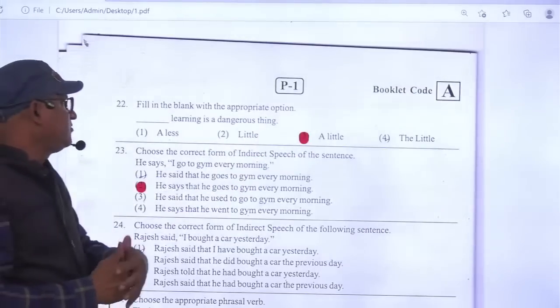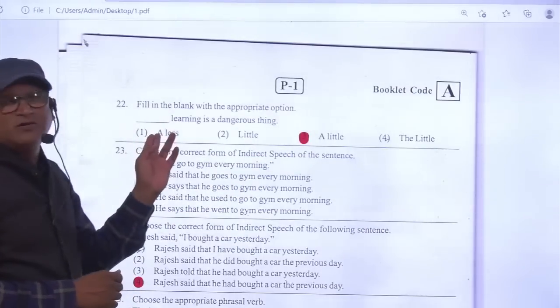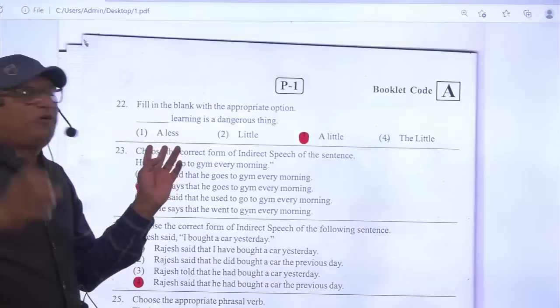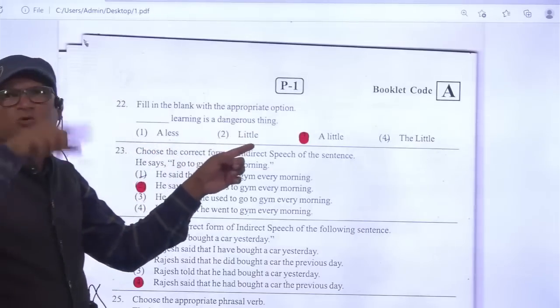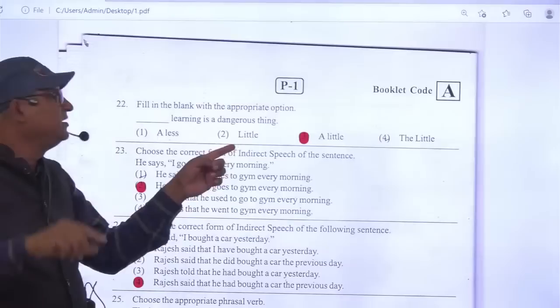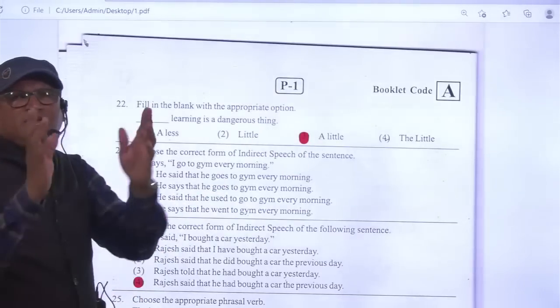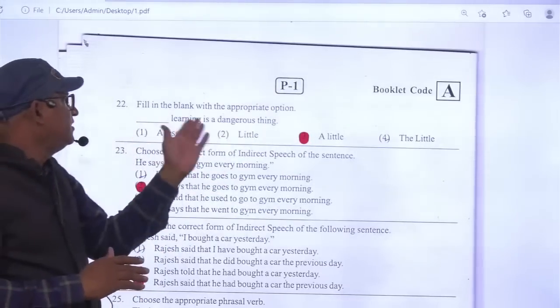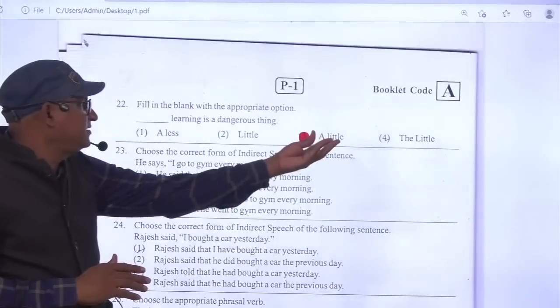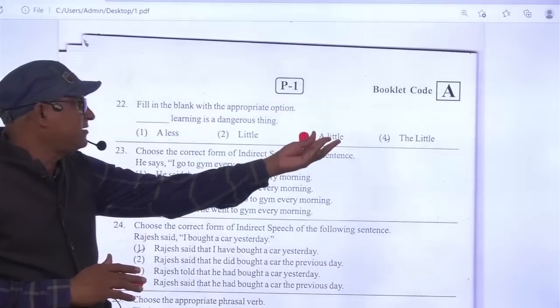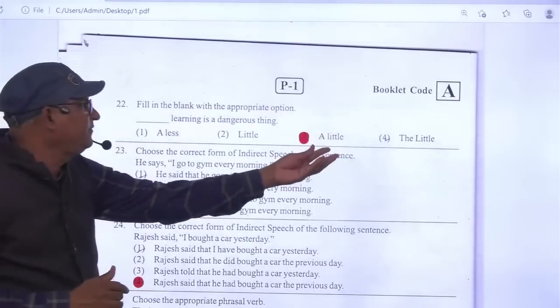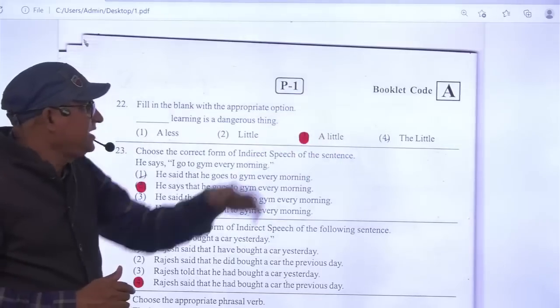Why are the remaining options wrong? Because less learning is not that. Less always indicates quantity. Little is nothing but zero. Little knowledge means zero knowledge. That's why 2 must be left. Of course, 3 is the right one. A little means some, a few. Little, without the a, is absolutely the negative sense only. So 3 is the right one. Okay.